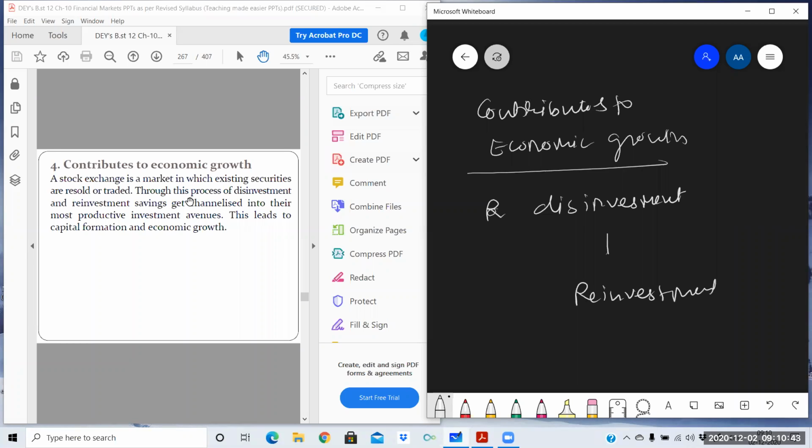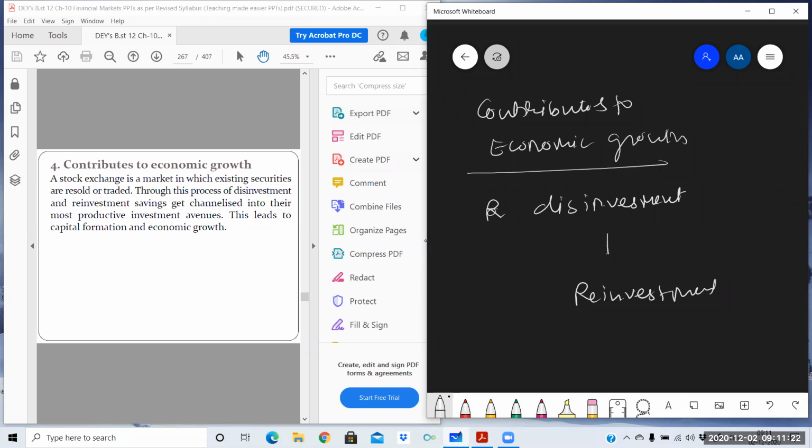So the stock exchange is a market in which existing securities are resold or traded. You all know this, I have told you. So through this process of disinvestment, resold means you are selling your shares to someone else. So it means you are making the disinvestment. Disinvestment means selling of the shares to someone else. Disinvestment is mostly introduced by the public sector for the privatization process. But here we are considering disinvestment for a normal investor who wants to convert his securities into cash. So this process is known as disinvestment.